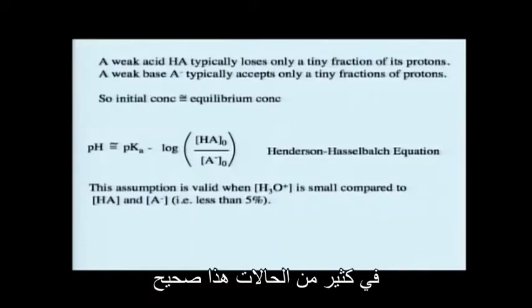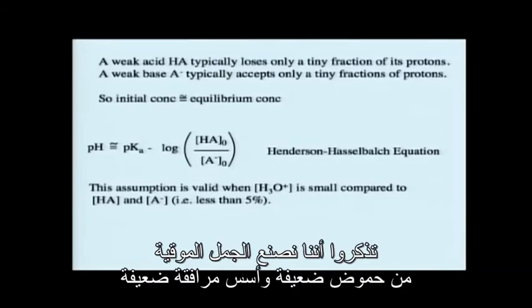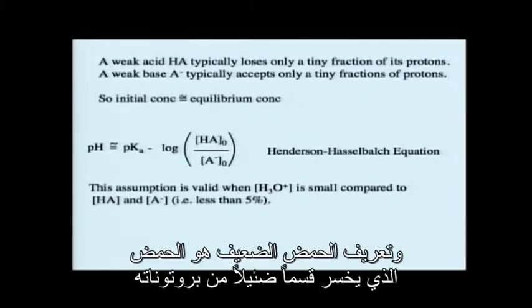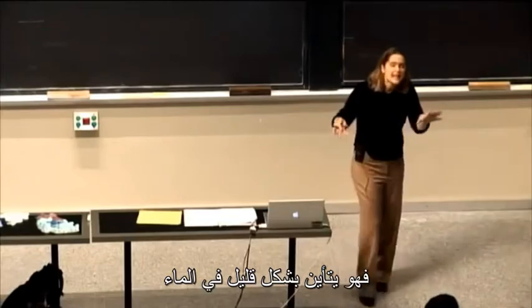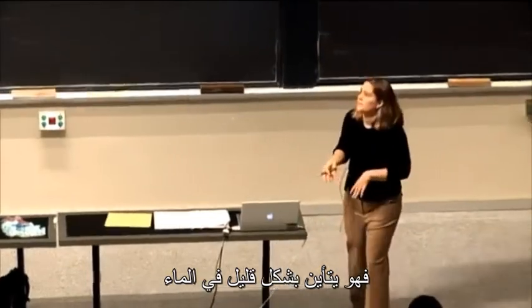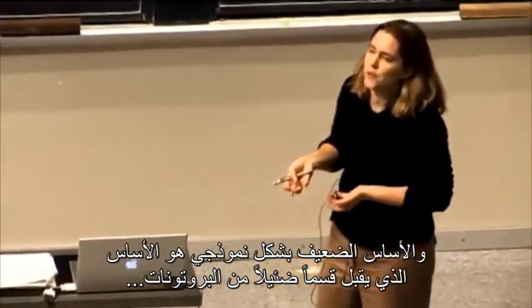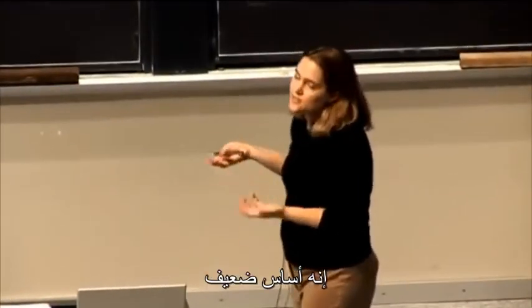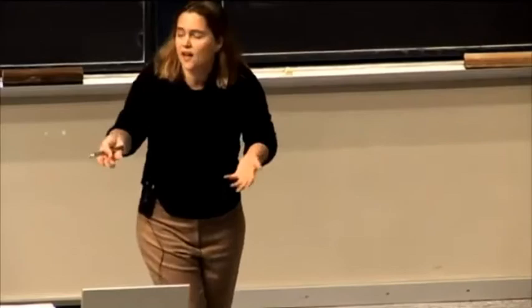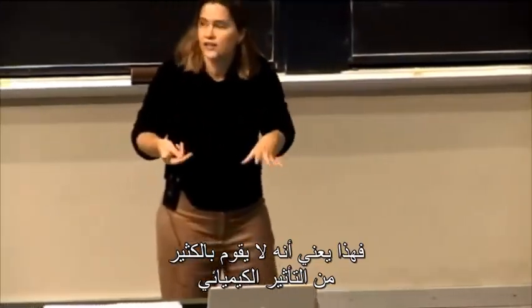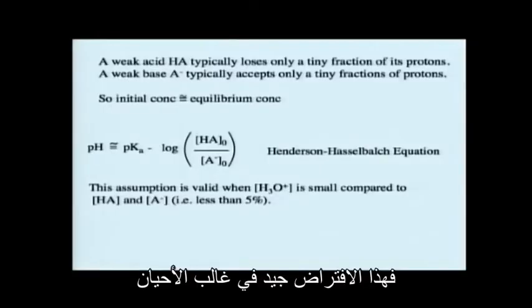A lot of the time this is true. Remember, we're making buffers from weak acids and weak conjugate bases. The definition of a weak acid is that it only loses a tiny fraction of its protons. It only ionizes slightly in water. And a weak base typically only accepts a fraction of the protons it can accept. It's a weak base, so it's not doing a whole lot of chemistry there. So this approximation is good a lot of the time.